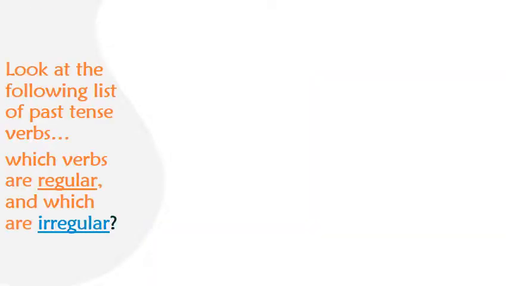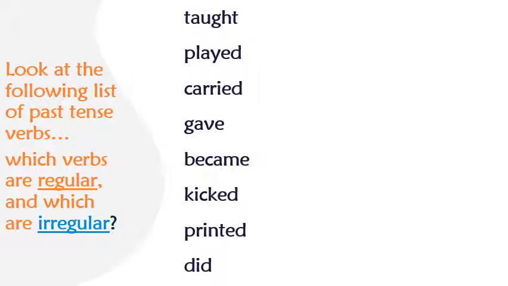Now let's have a look at the following list of past tense verbs. Let's see which verbs are regular and which are irregular. Taught. The base form of taught is teach. So here the verb changed completely. We didn't add ed. So it's not a regular verb, it's irregular. Played, here I find ed at the end, then it is regular. Carried, it's a regular verb because I have ed.